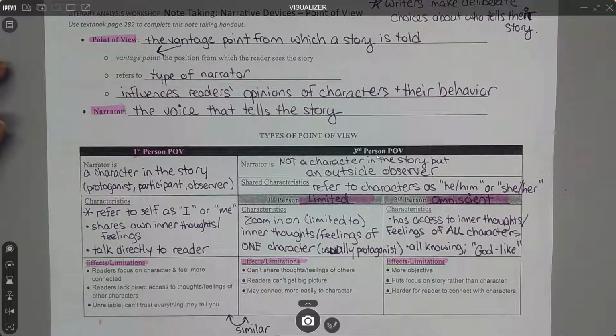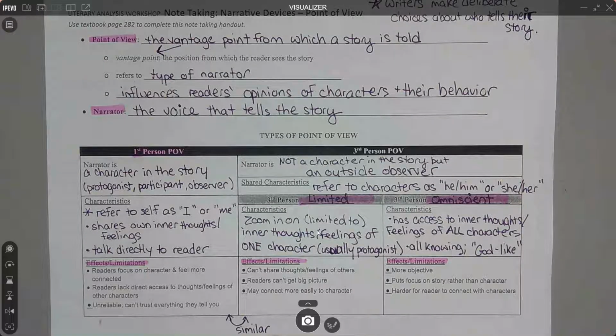So once you've identified that you're dealing with a third person point of view, you need to ask yourself, which characters do we get to see the inner thoughts and feelings of? Do we get to see them all, or is it limited to just one? So in this story, you ask yourself that question, is there any time when we get to see anybody's inner thoughts and feelings other than Mrs. Strangeworth's?